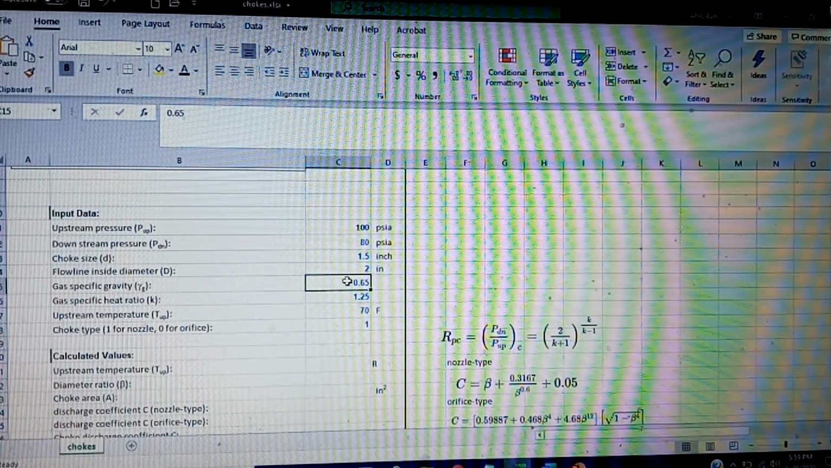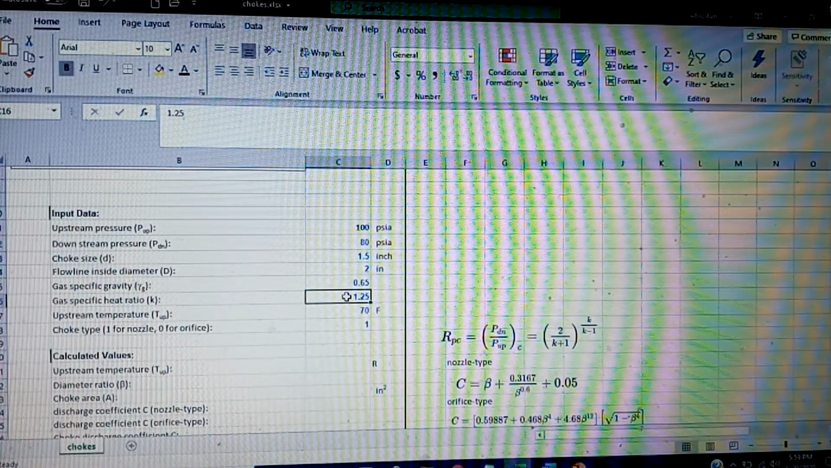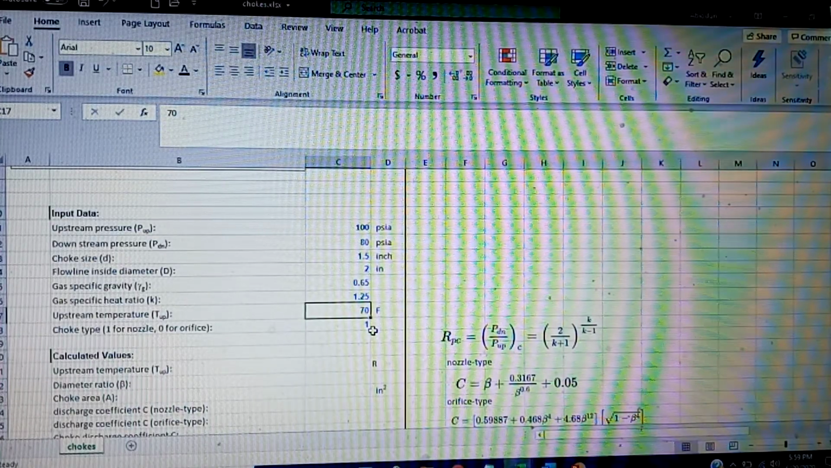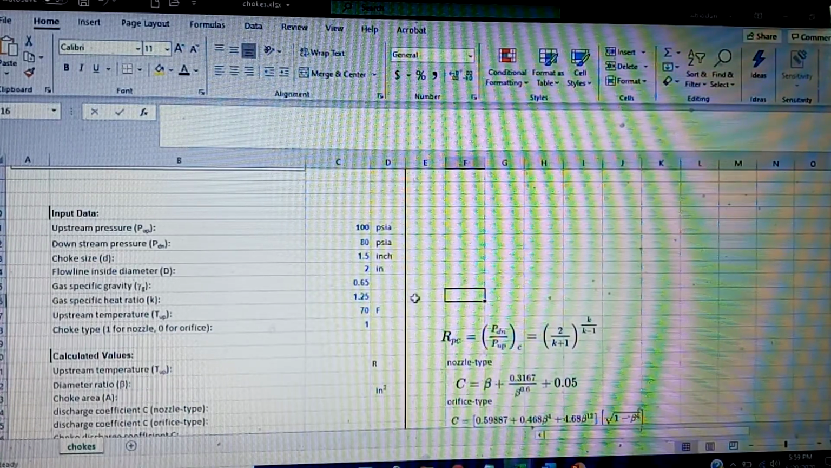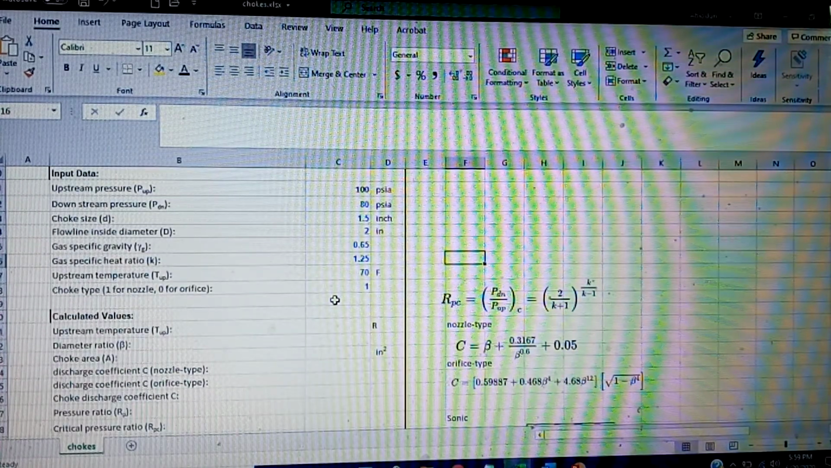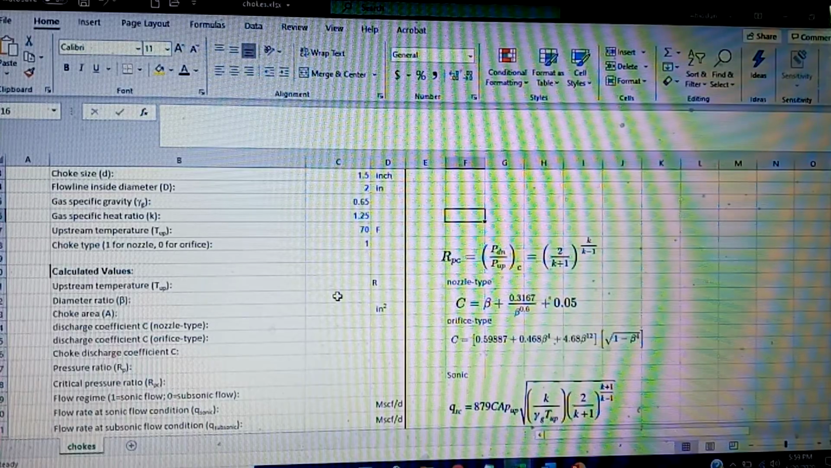That's the specific gravity of the gas. Then this is the K, that's the specific heat capacity ratio. Then this is the upstream temperature. So for this template, with all these given values, we are going to be able to calculate the flow rate and the temperature at the exit. That's at the throat. Usually the temperature is cold, and we're going to determine whether we need to heat up the exit to prevent icing.